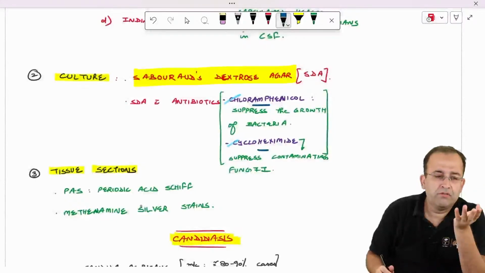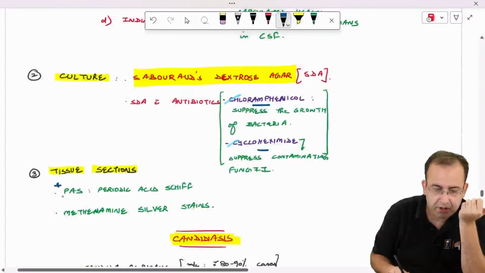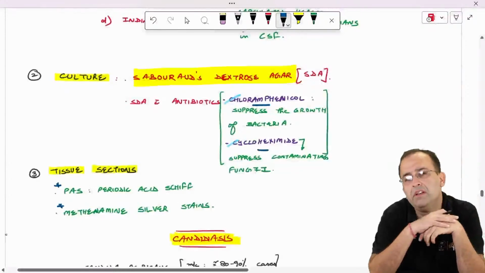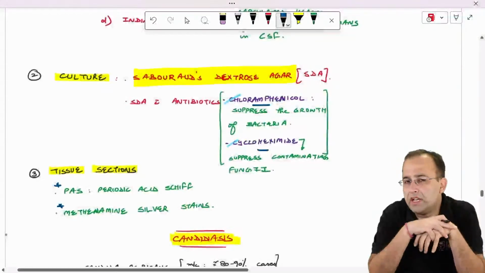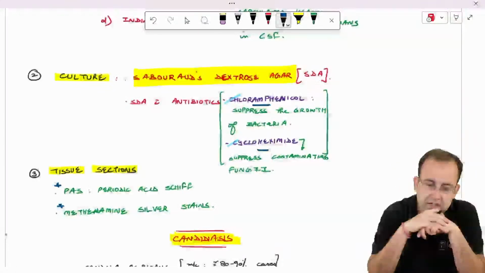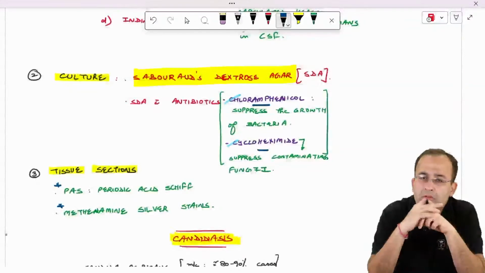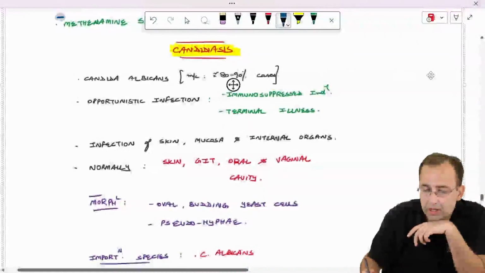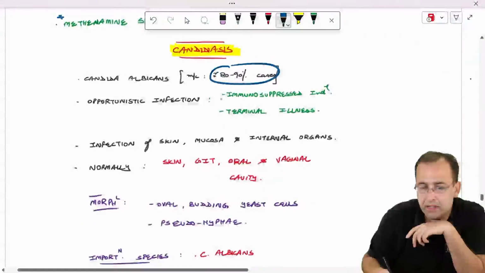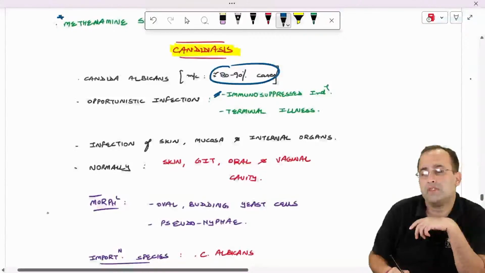Tissue section. Which is the stain used for fungi? PAS, periodic acid Schiff, and methenamine silver stains. This is fungi. Most common fungal infection associated? Candida. Most commonly, Candida albicans seen in 80 to 90% cases, mostly in immunosuppressed individuals.